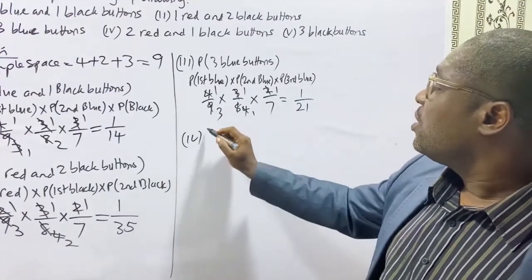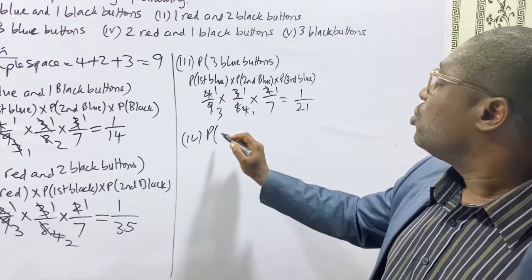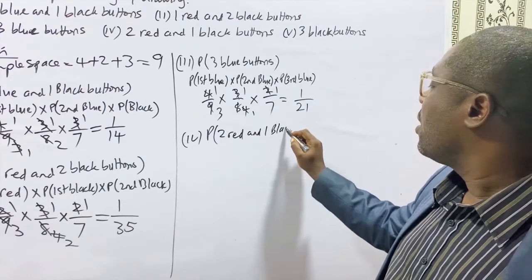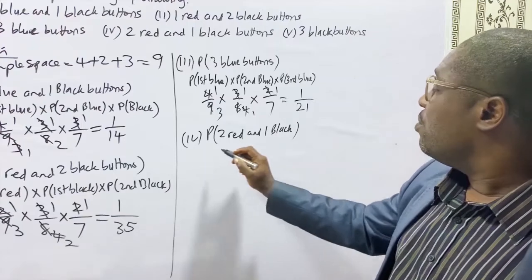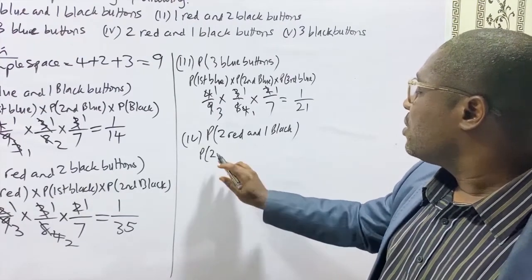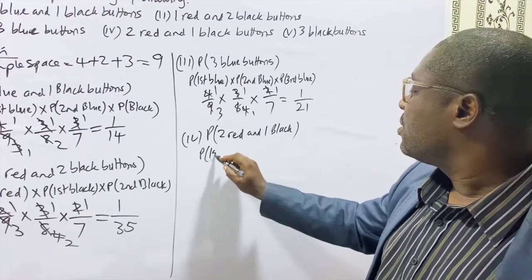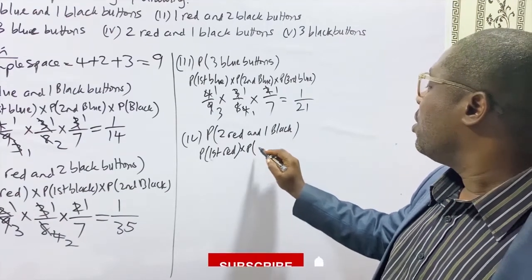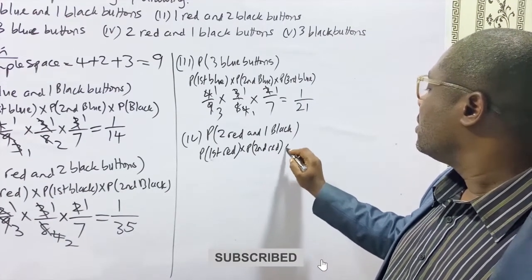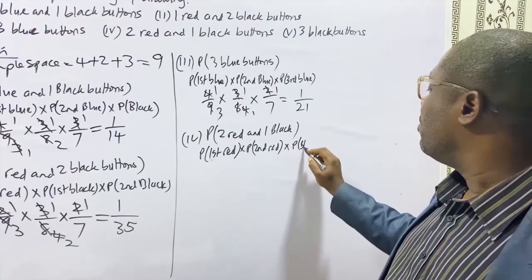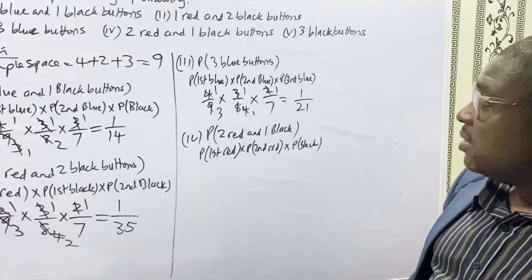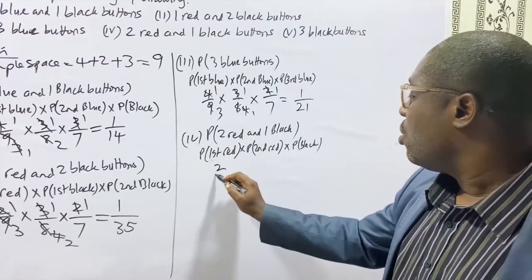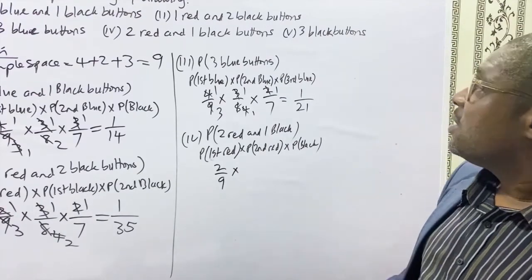Number 4 says, what is the probability of 2 red and 1 black? What's the probability of that? That will be probability of first red times probability of second red times probability of black, as the case may be. That's left. So probability of first red, how many reds do we have? We have 2. So this will be 2 all over 9, times second red.